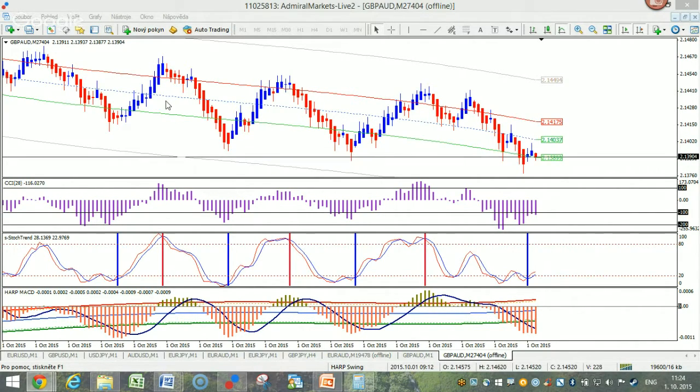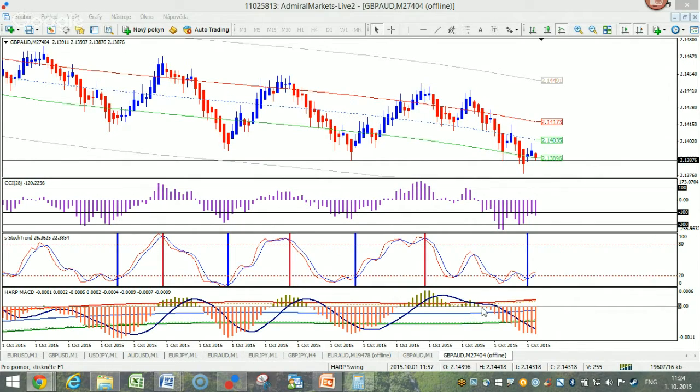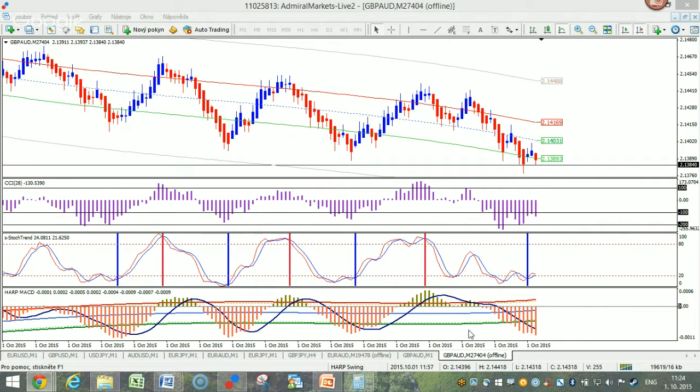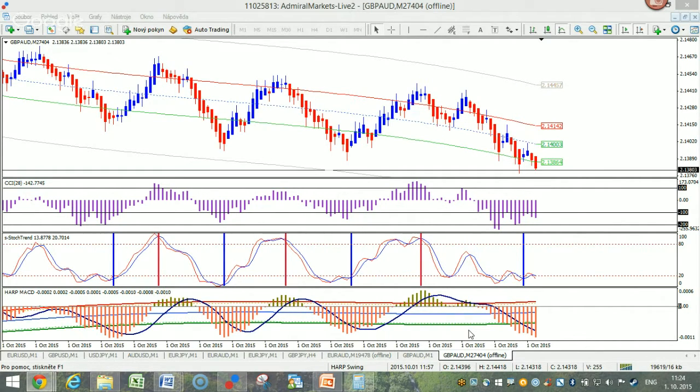It is a bit of a choppy downside though, and that's something the Harp MACD shows too. You see the red, blue, and green line? They're kind of flat. We do have some downswings, but the average of those downswings has a bit of choppiness in it because the average is a bit flattish. But anyhow, overall, there's no serious divergence as far as I can see. No, there is none at all.